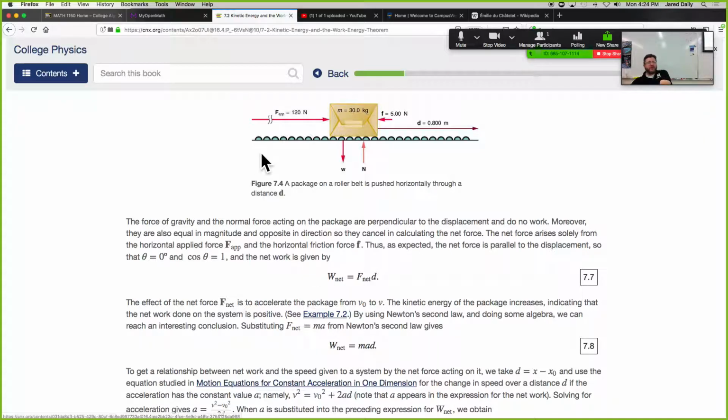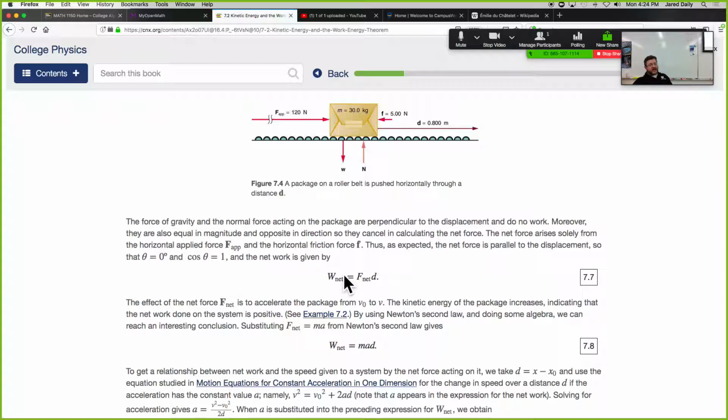Here is an example where we're going to apply a force of 120 newtons on a box, but there's friction, the friction backwards. So what force do we use, this one or this one? Well, this force is going to add energy to the box, so it's going to be a positive work on the box. This is going to be a negative work on the box because it's going to take energy from the box. So we have to add those two forces together.